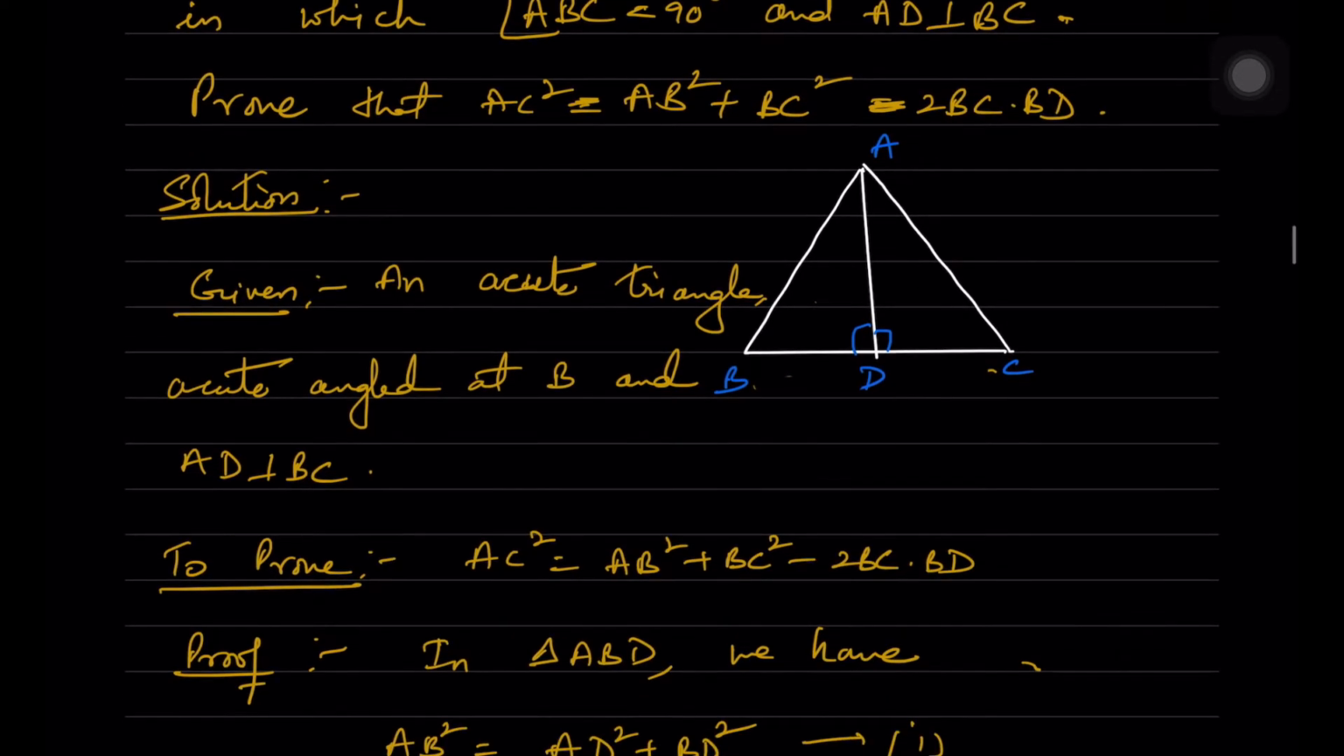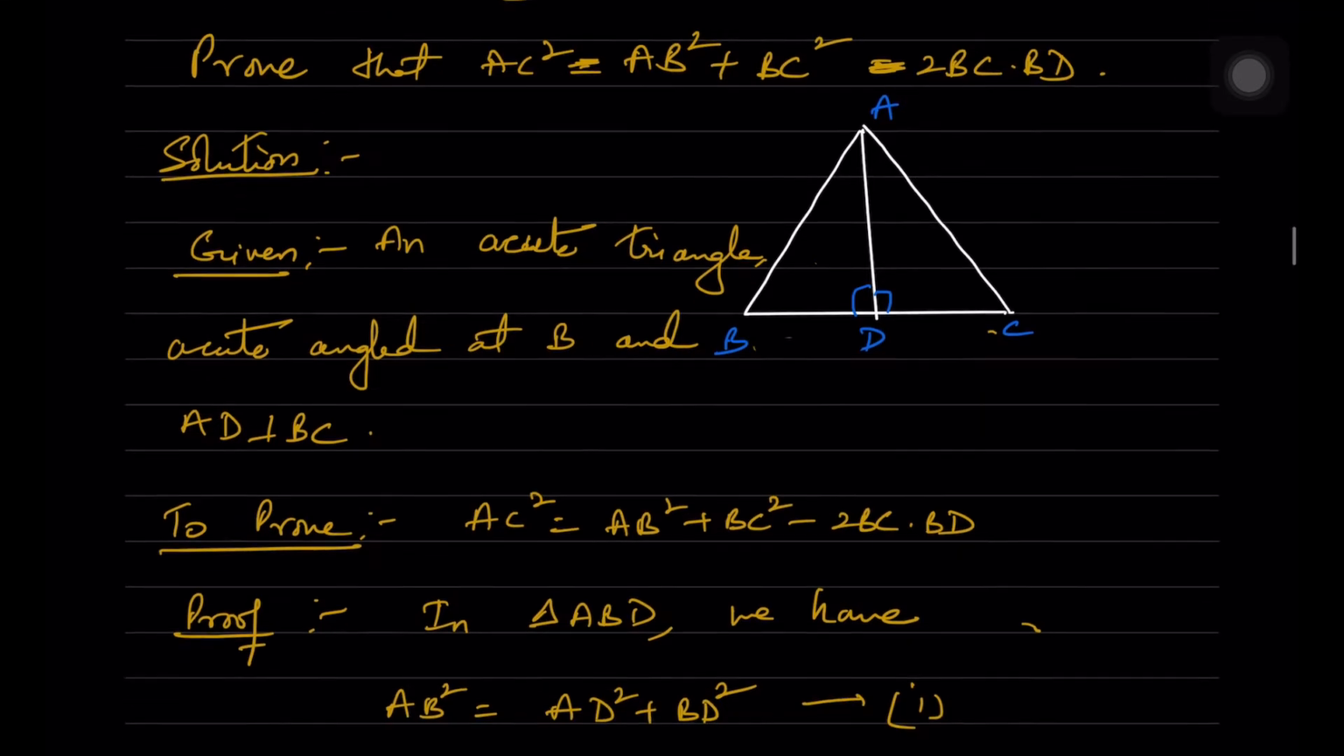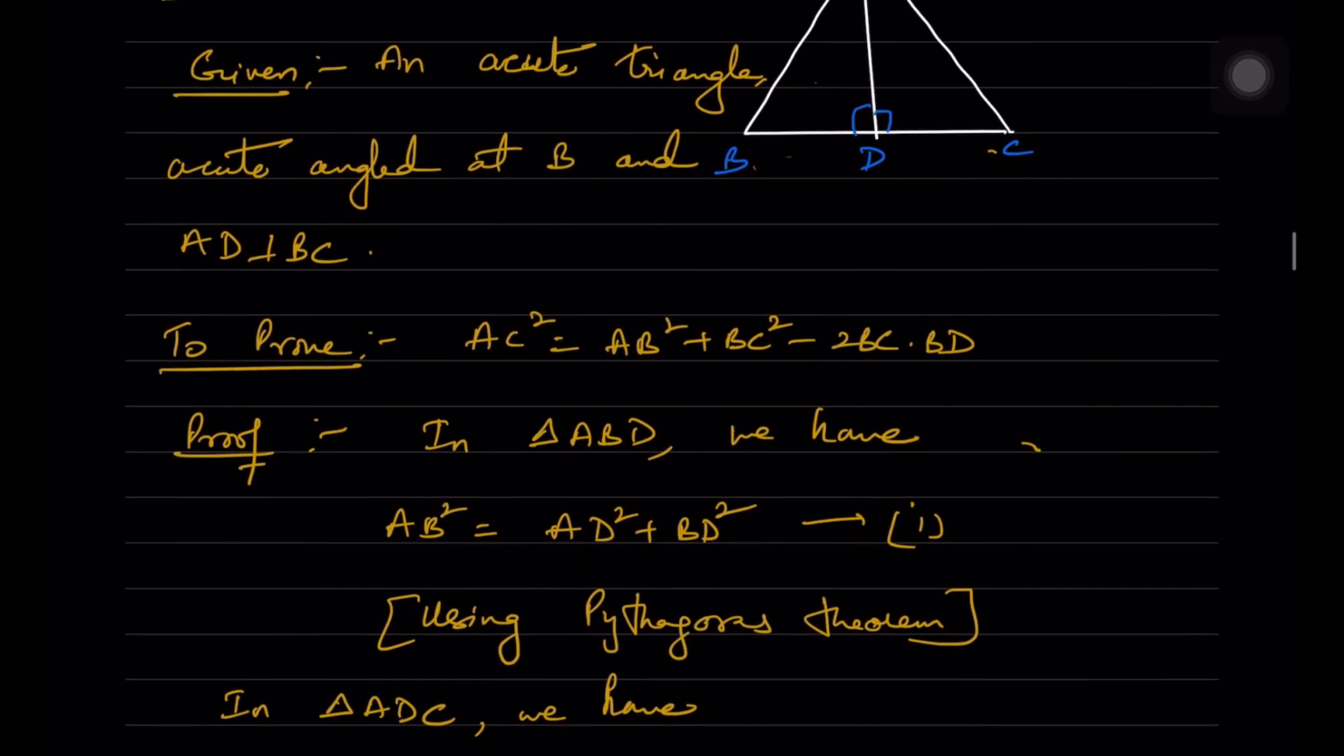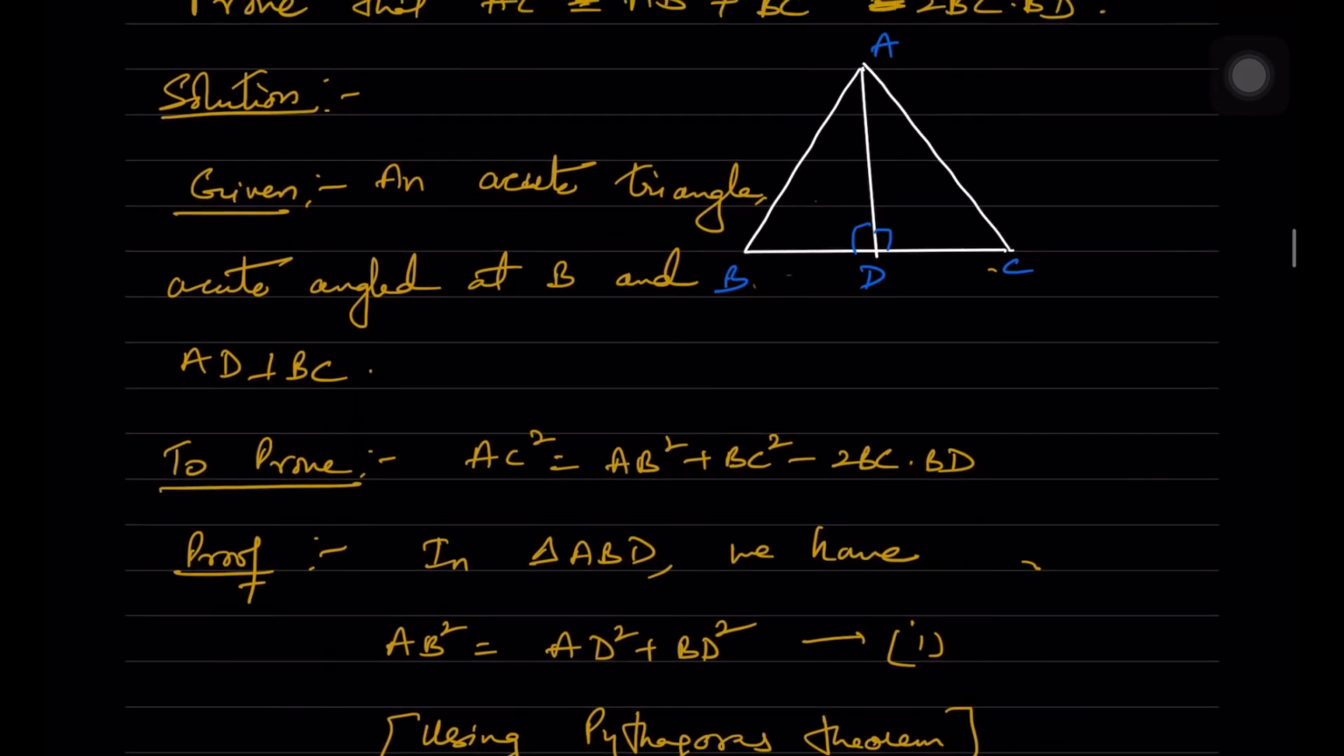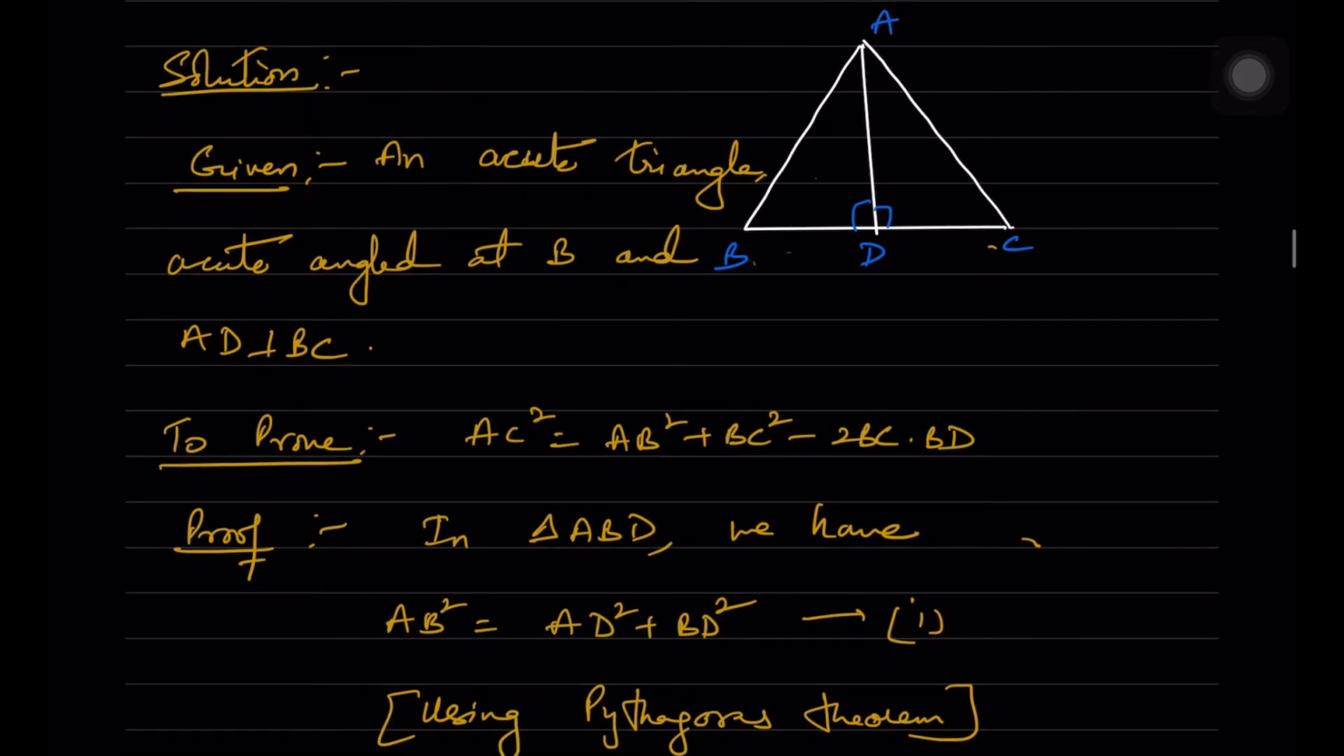So consider this acute angle triangle, acute angle at B, and AD is perpendicular to BC. To prove that AC square is equal to AB square plus BC square minus 2BC into BD. Now in triangle ABD, since AD is perpendicular to BC, AB is the hypotenuse, therefore hypotenuse square is equal to the sum of the squares of the other two sides. Therefore AB square is equal to AD square plus BD square. Just take it as equation 1 using Pythagoras theorem.